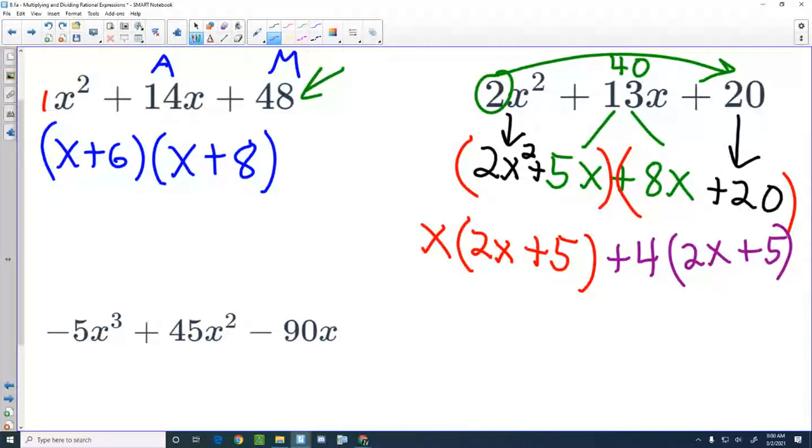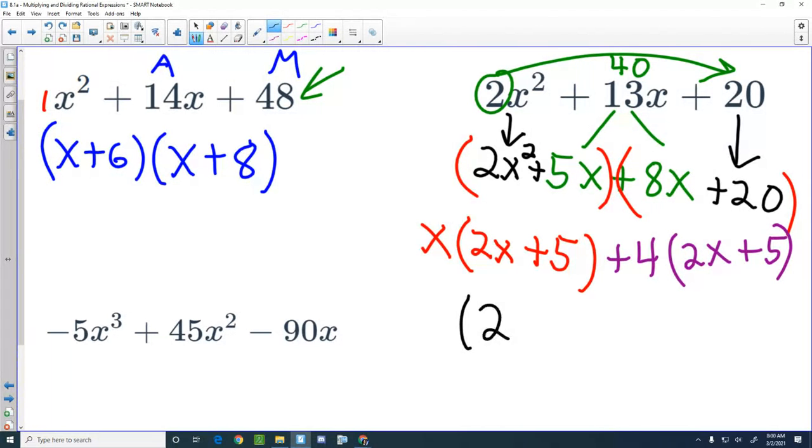Does anybody see something magical that happened? Look at those two binomials now in parentheses. Do you see how they're the same? A 2x plus 5 and another 2x plus 5. If you did this correctly, those two will always match. They're going to be the same. And that tells you that that is one of your two factors in your final problem.